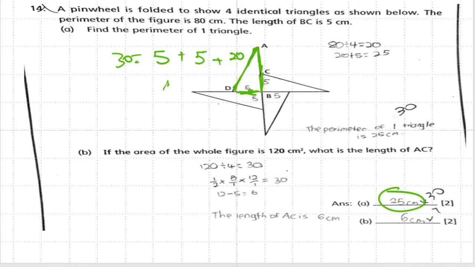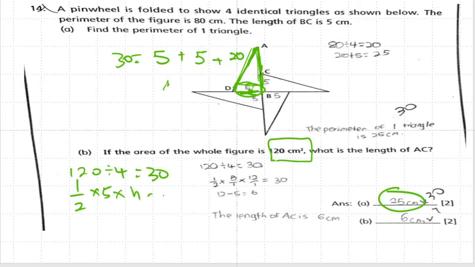Okay, if the area of the whole figure is 120 centimeter cube, what is the length of AC? Okay, so this one, if you notice that if the whole figure is 120, you divide by 4. 120 divided by 4. You notice that one of them is actually 30. So one of this is actually 30. Okay, so if half times base is actually 5, you know that here is 5 times height is actually 30.